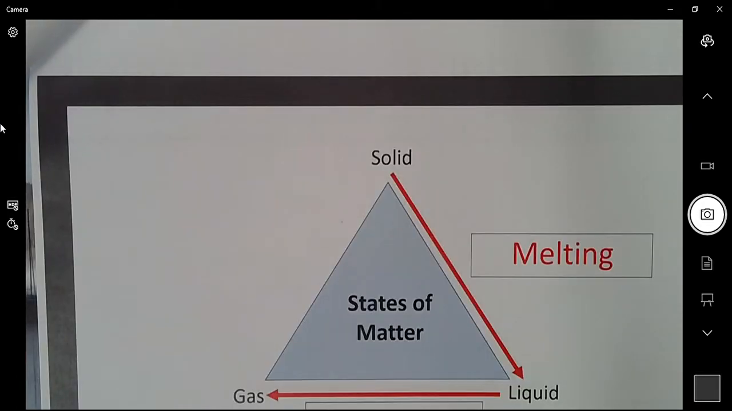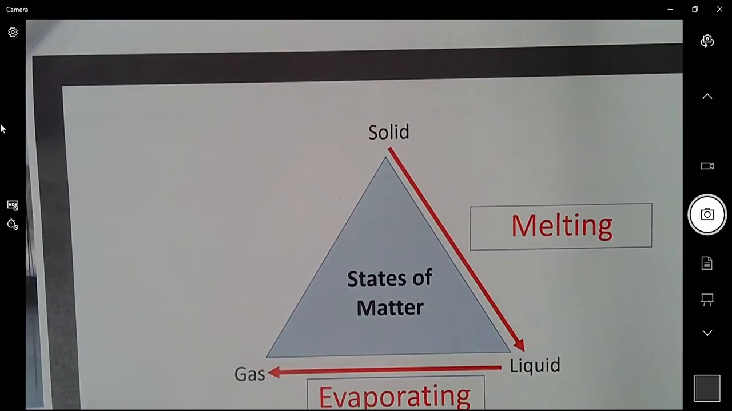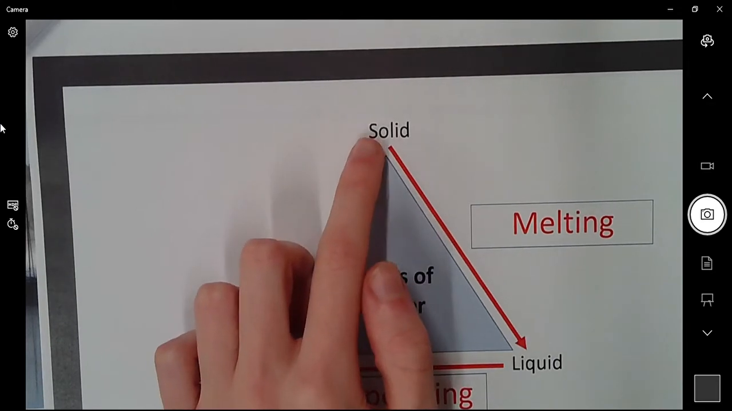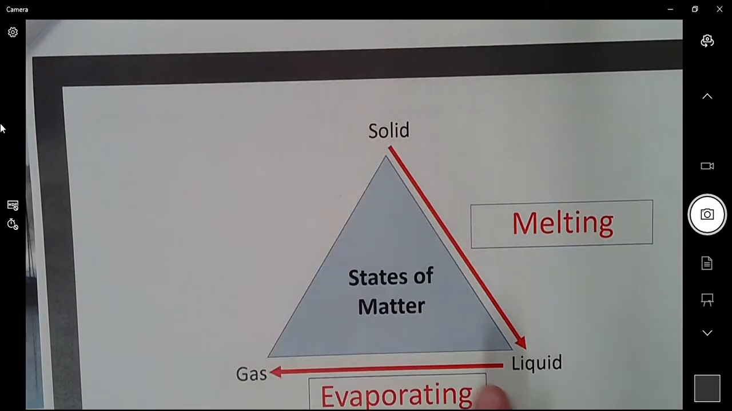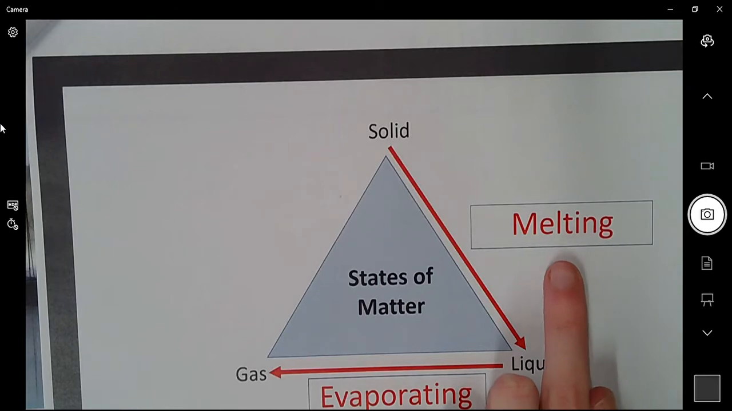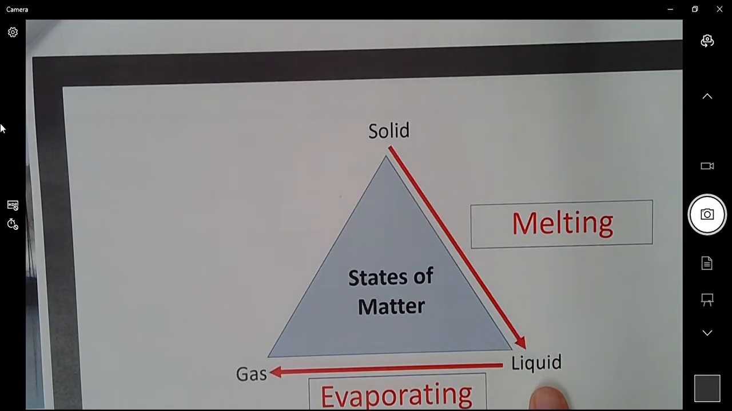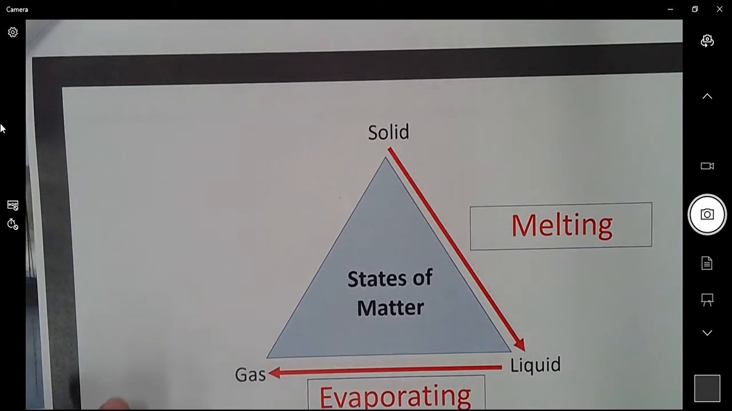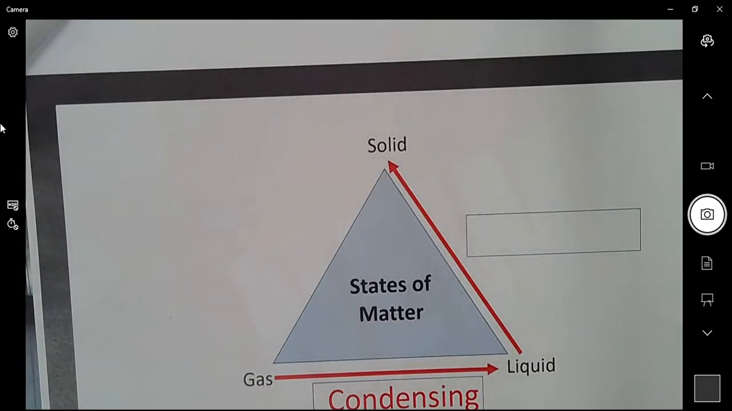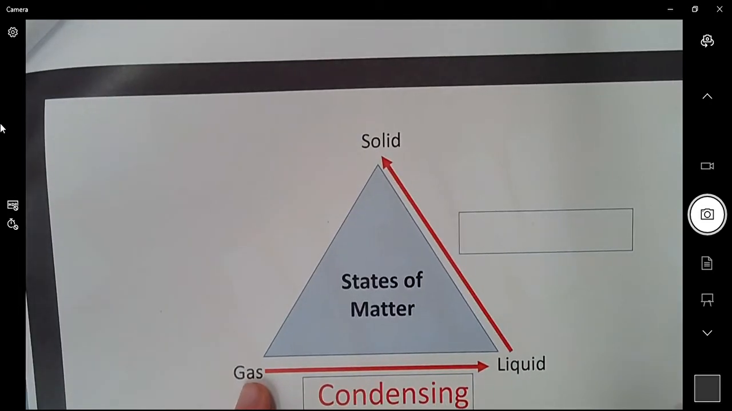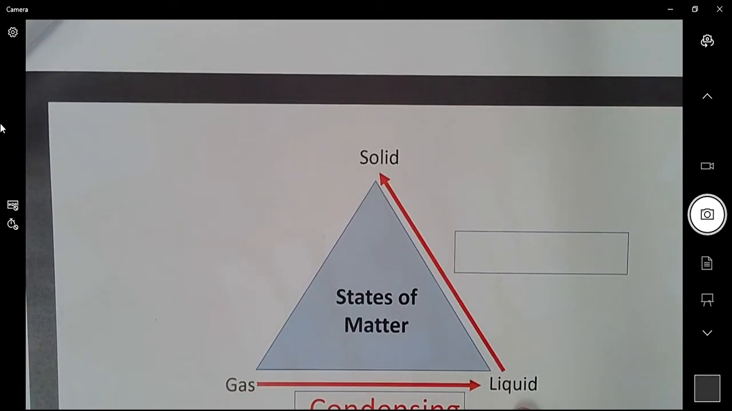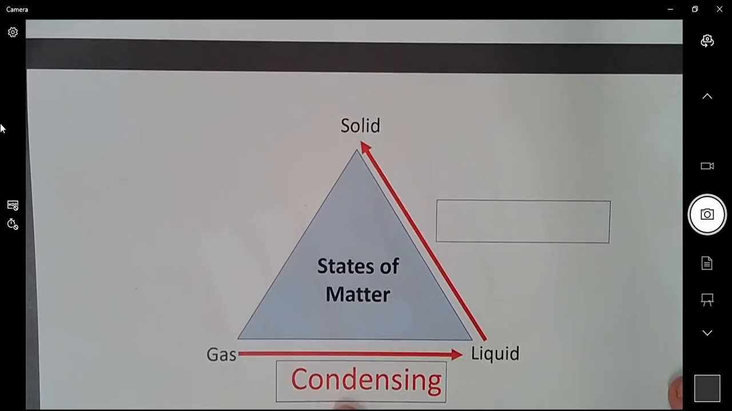Now, this was part of your do now, the process of changing from one state of matter to another. So we know if we had a solid, like ice, and it changed to a liquid, that would be known as melting. If we had a liquid, like water, and it changed to a gas, if you boiled the water and it changed to a gas, that would be evaporating. If we had a gas and it changed to a liquid, that's called condensation or condensing.